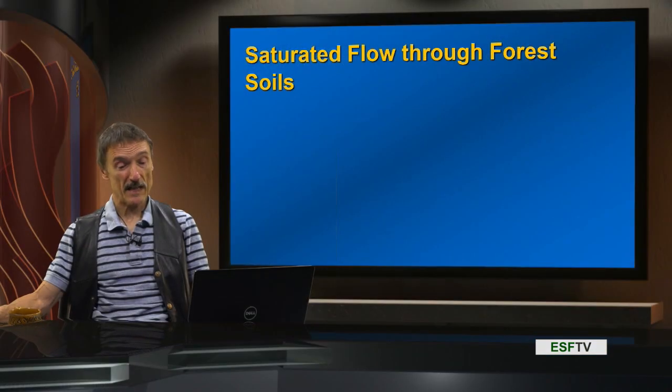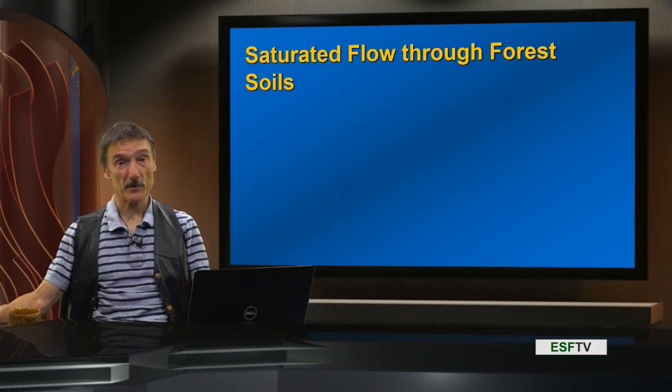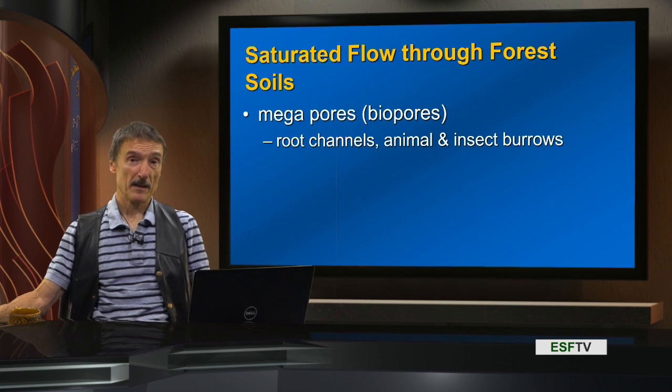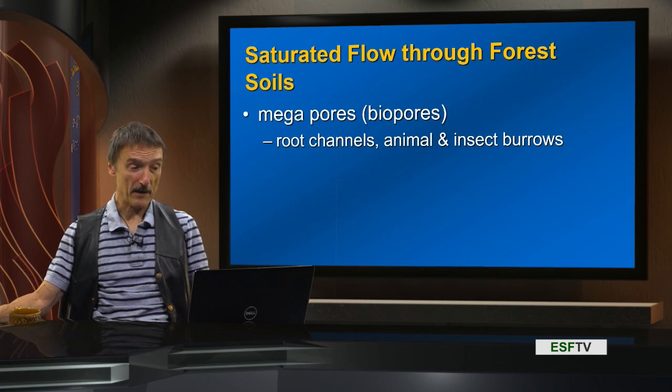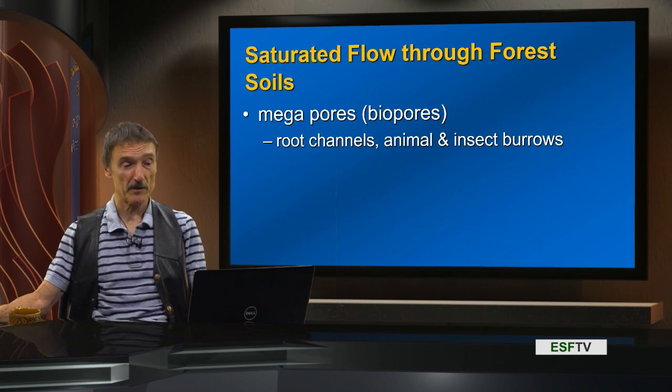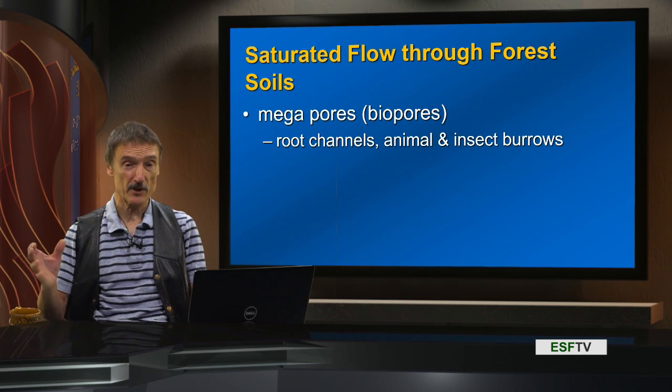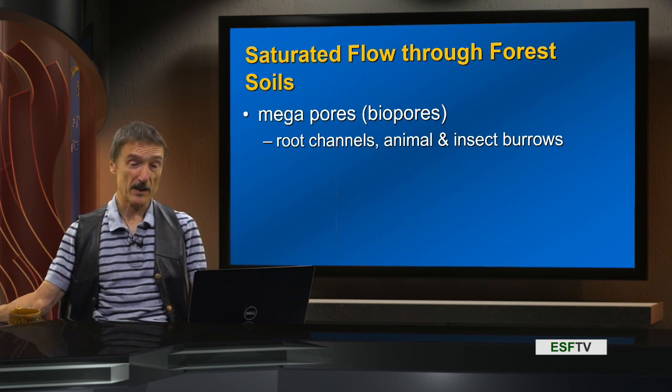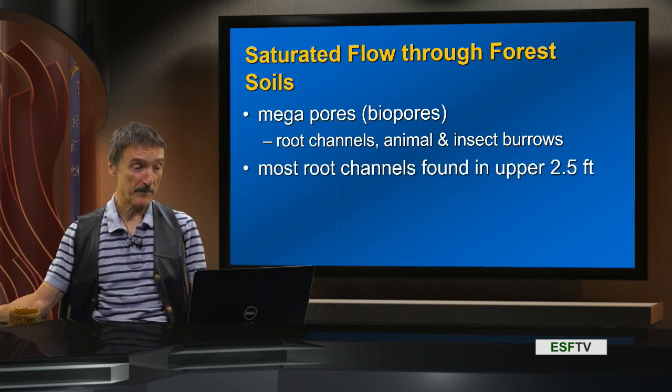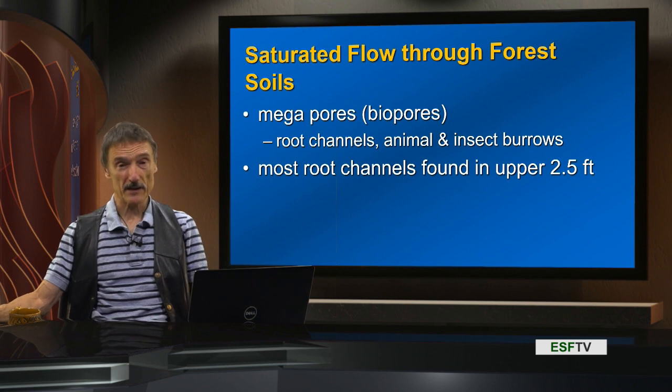And so think about saturated flow through forest soils with that picture in your mind, right? A lot of that flow is through macropores, and specifically the large macropores, megapores, root channels, animal and insect burrows, very large spaces to allow for essentially whatever nature can throw at it. And most of those channels are found in the upper solum, right? The upper 2.5 feet.